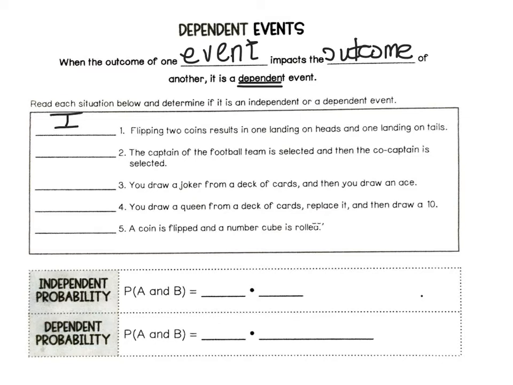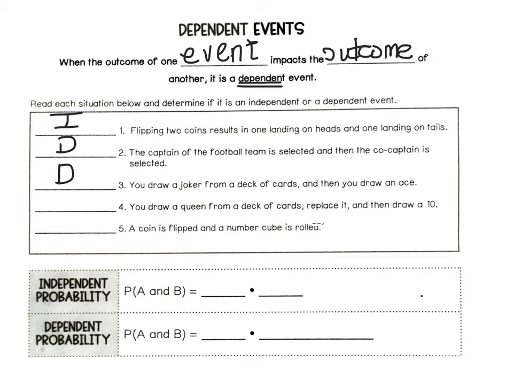When you flip two coins and one lands on heads and one lands on tails, it doesn't matter what the first one landed on. It's not affecting the second one. If you had a football team and you had 10 players and the first player got picked to be captain, now you have 9 players left, not 10 for co-captain.